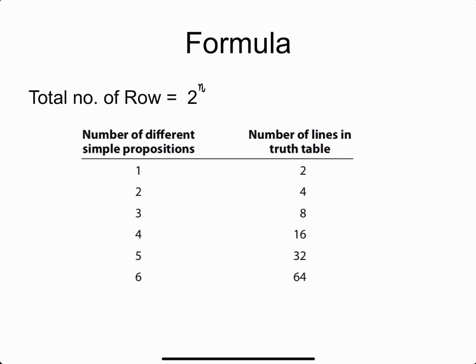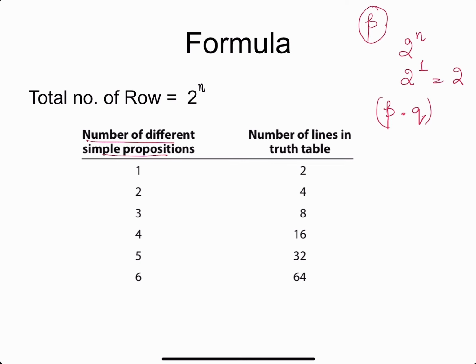The formula is total number of rows is equal to 2 raised to the power n, and n is the number of different simple prepositions. So in the first case, let's take an example. If we have p, so how will its table be made? The formula is 2 raised to the power n, meaning that it is 2 raised to the power 1, which will be 2.